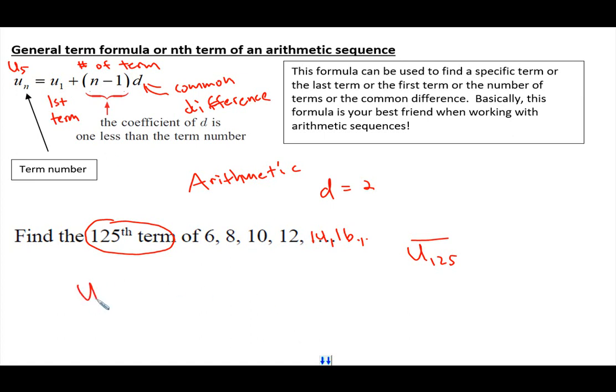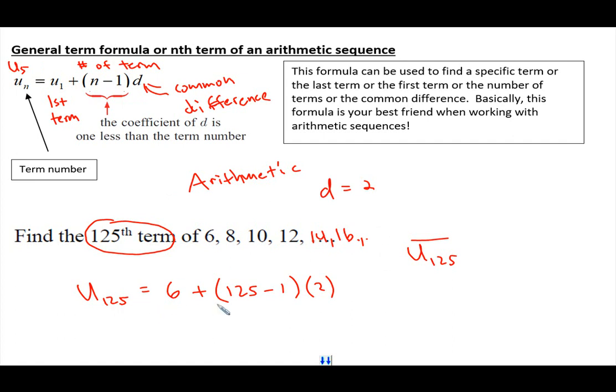Okay, so if we're trying to find u sub 125, remember this represents the 125th term. Now the formula says we take the first term. Do we know what the first term is? Yes, it's 6. We're going to add n minus 1. Remember, n is the term number, so this is the 125th term. So n is 125. Minus 1 times our common difference, which we also know. The common difference is 2. So a lot of times you just plug in the information that they give you into this formula, and you just solve for the unknown.